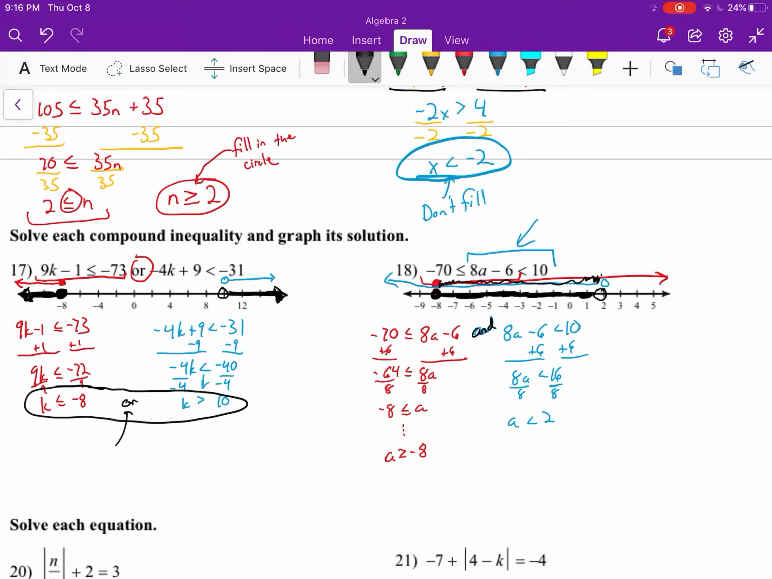We can combine this into one equation. Looking at the graph I just drew, we start with our leftmost, -8 is less than or equal to, because it is filled in, our variable, which in this case is a, which is less than our rightmost point, which is 2. And we don't put the or equal to because it's an open circle. So there's how you solve that one.